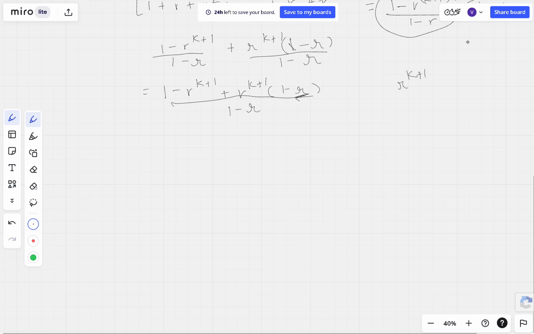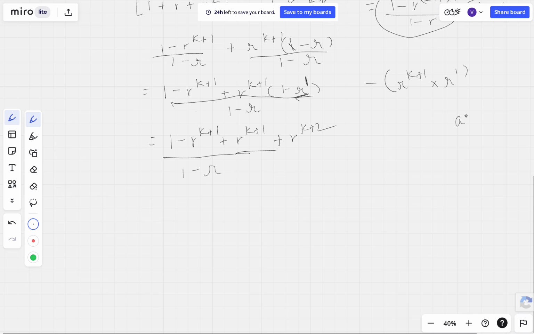So this will be minus r to the power 1. Over here, let's work this out: plus r to the power k plus 1, and this is minus r, so minus r to the power 1, divided by 1 minus r. This will be minus r to the power k plus 2. Let's think about this. This will be minus the whole thing, so into r to the power 1.